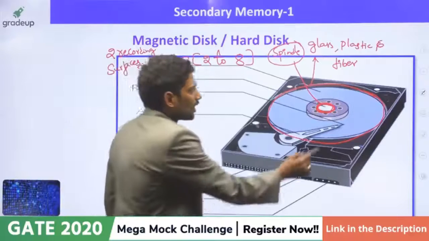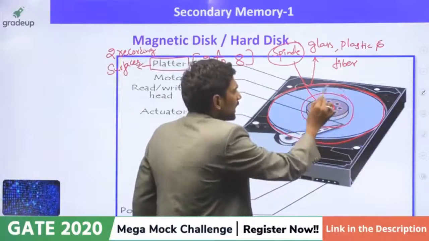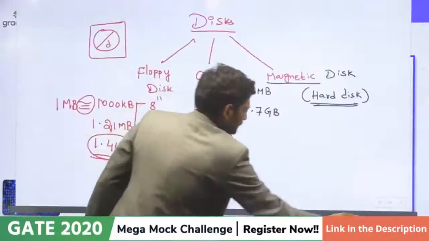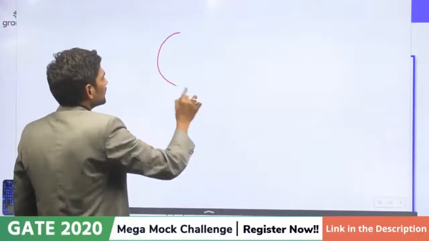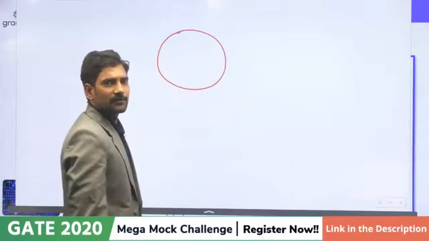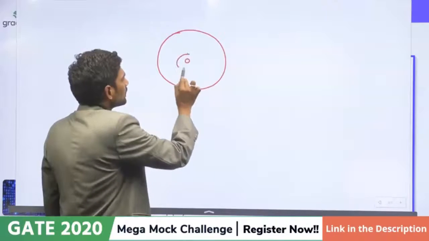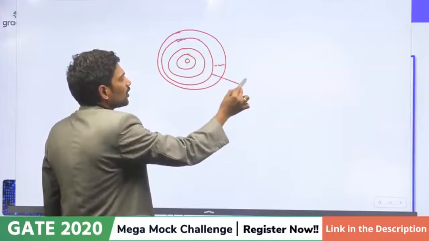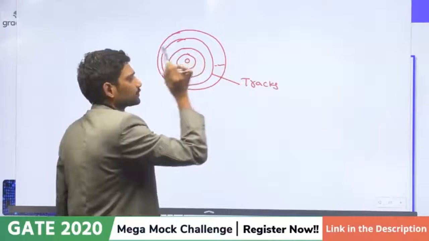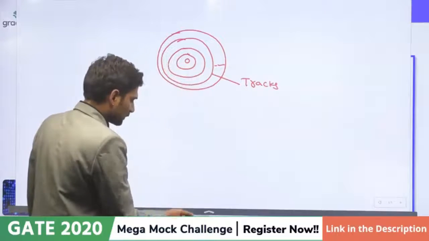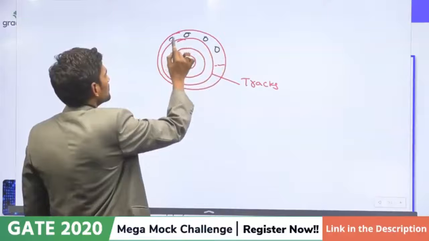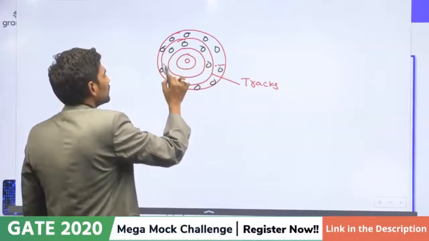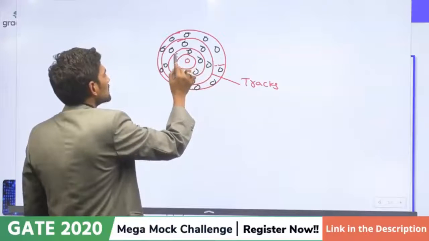And every surface is partitioned into concentric circles. Like if you take this as the platter surface, this is one surface. Every surface is partitioned into concentric circles. These are what we call tracks. And each track is further partitioned into sectors. This black color that I am using, you should assume these as sectors.